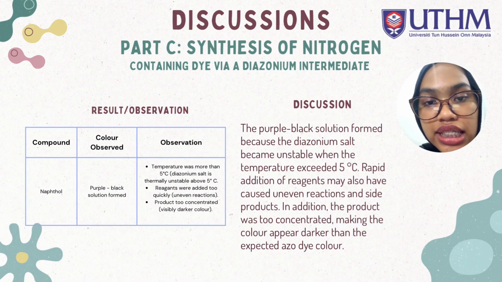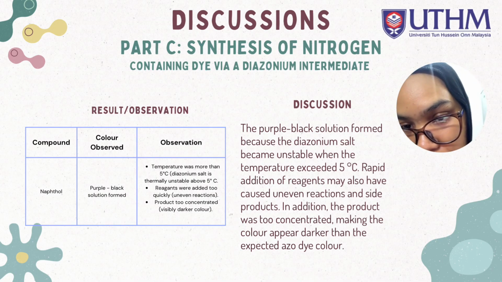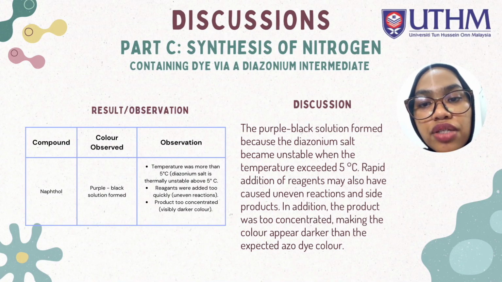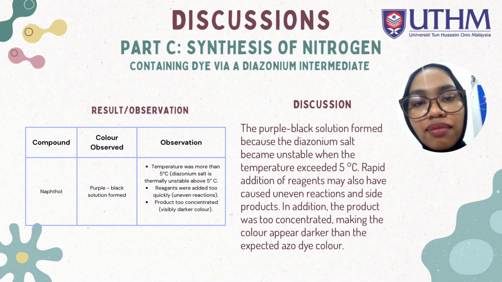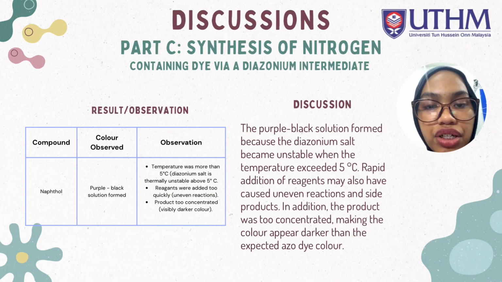For part C, synthesis of a nitrogen-containing dye via a diazonium intermediate. The compound we used here is naphthol, color observed purple, turning into a black solution. The discussion: the purple-black solution formed because the diazonium salt becomes unstable when the temperature exceeds 5 Celsius. Rapid addition of reagent may also have caused uneven reaction and side product. In addition, the product was too concentrated, making the color appear darker than expected.